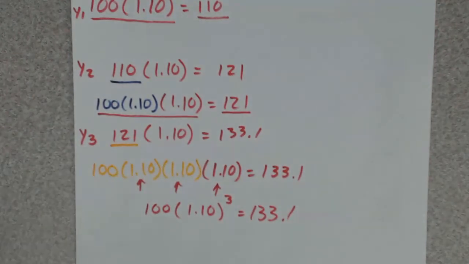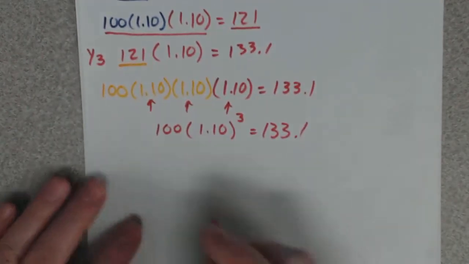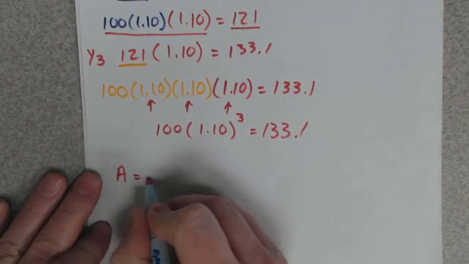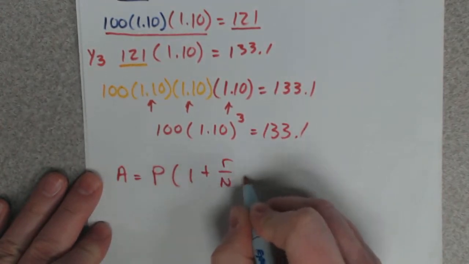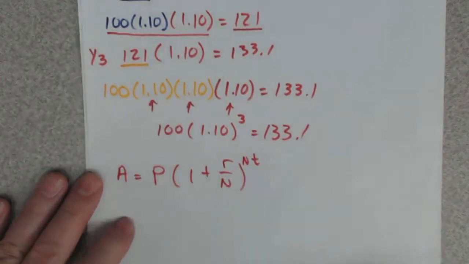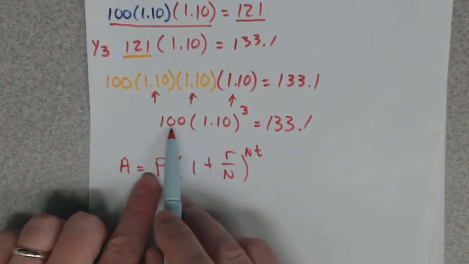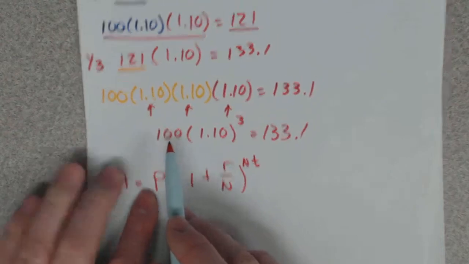All right. So your formula that's given on that paper, A equals P times (1 plus r over n) to the nt. Well, principal, well, that's that guy. That's what we started with. That's what we started with, $100.